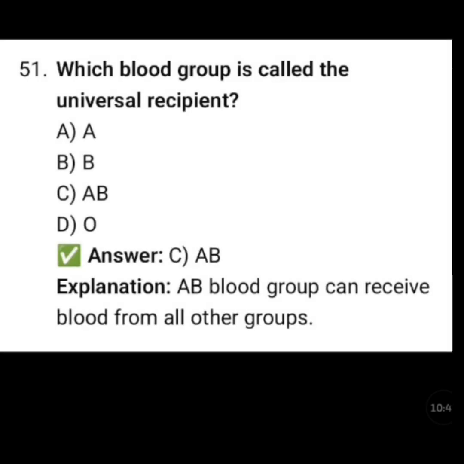Which blood group is called the universal recipient? A, B, AB, O.